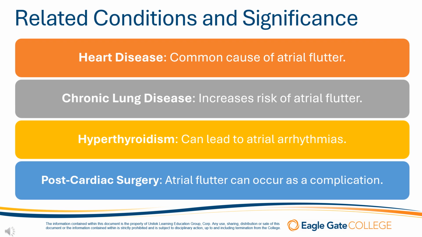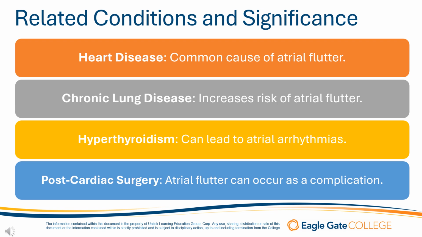Hyperthyroidism increases the metabolic rate and sympathetic activity, which can result in various atrial arrhythmias, including atrial flutter. Elevated levels of thyroid hormones increase the sensitivity of the heart to adrenergic stimulation, leading to increased heart rate and excitability of the atrial cells.